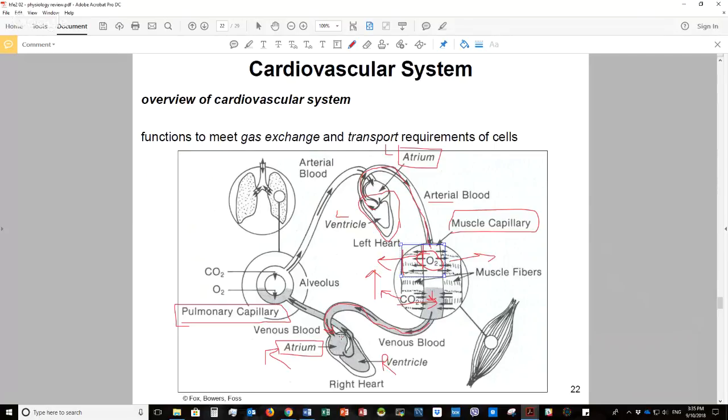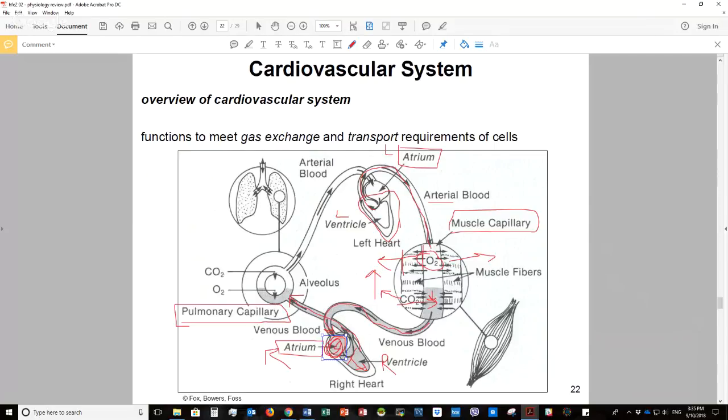So it's kind of the waiting room. The blood hangs out, but not for very long. It's just milliseconds, not even a second. Then this valve will open and the blood will come into the ventricle, and that will fill up. And the right ventricle will then push that blood to the lungs.